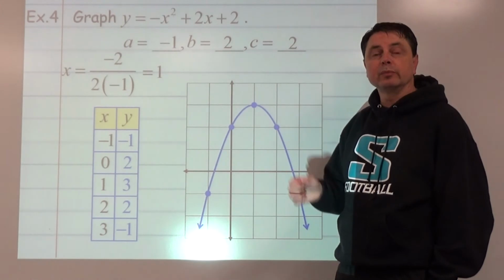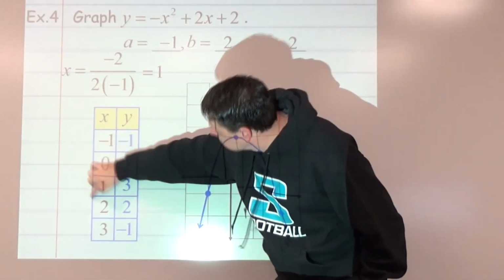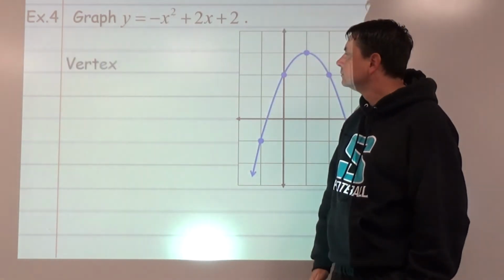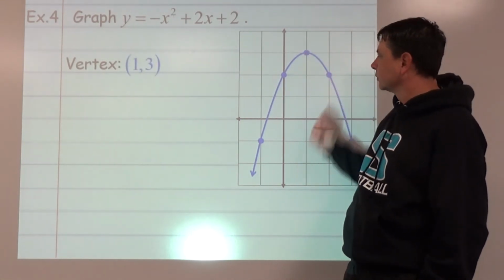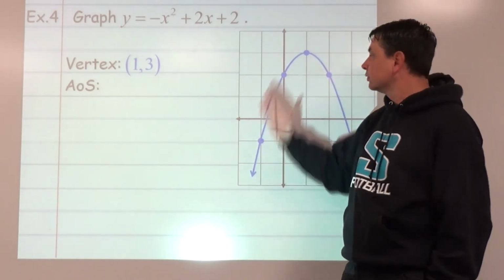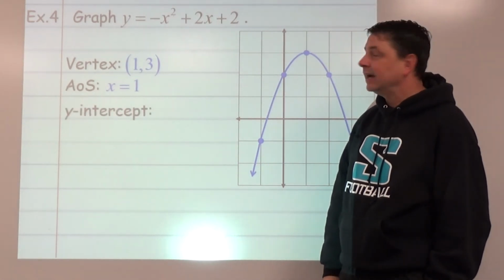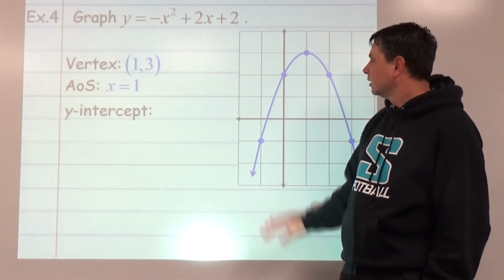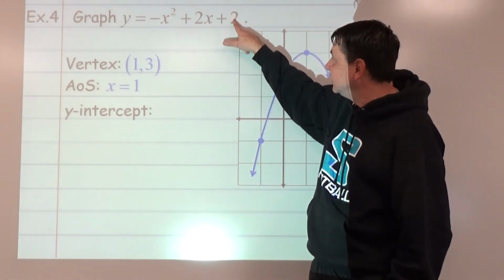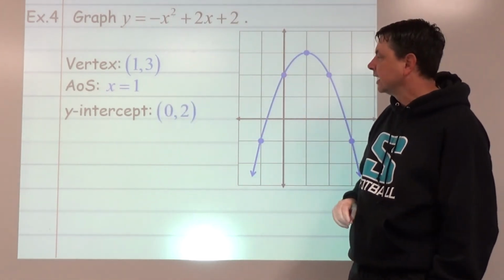Let's analyze the different parts, like the vertex. By the way that we do it, that's going to be our middle x and y. 1, 3. Axis of symmetry. X equals 1. Y-intercept. Okay. So pretending we couldn't see it here, we would say it's 0, C, so 0, 2. But we can see it on the graph, so kind of a double check there.